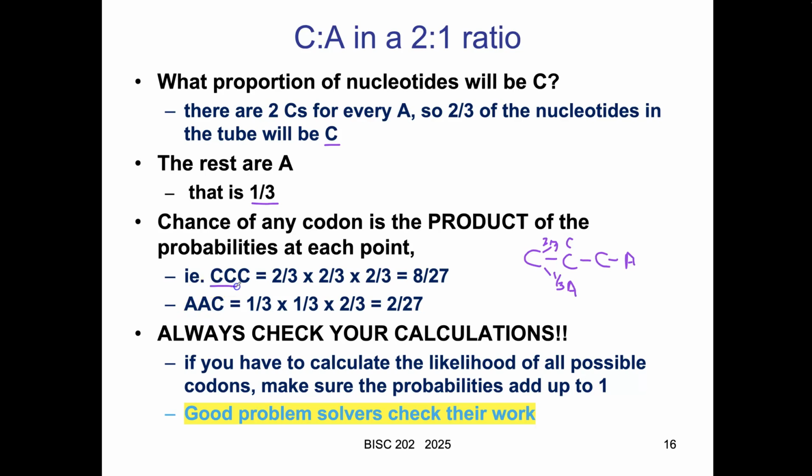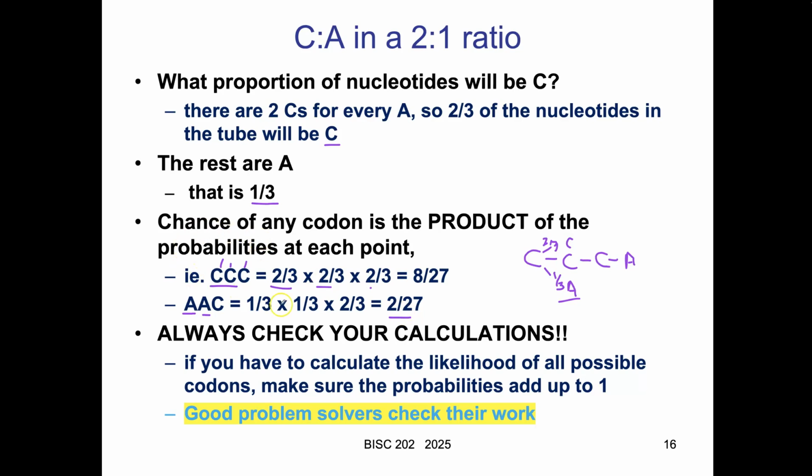So if you have all C's, it's going to be 2/3 for the first C, times 2/3 for the next one, times 2/3 for the next one. And if you remember how to multiply fractions, 2 by 2 by 2 is 8, 3 by 3 by 3 is 27. And then what if there are 2 A's and 1 C? Well, the chance of the A is 1/3, and the chance of the next A is 1/3, so we multiply those. And then the chance of the C is 2/3, and so that is 2 in 27, right?